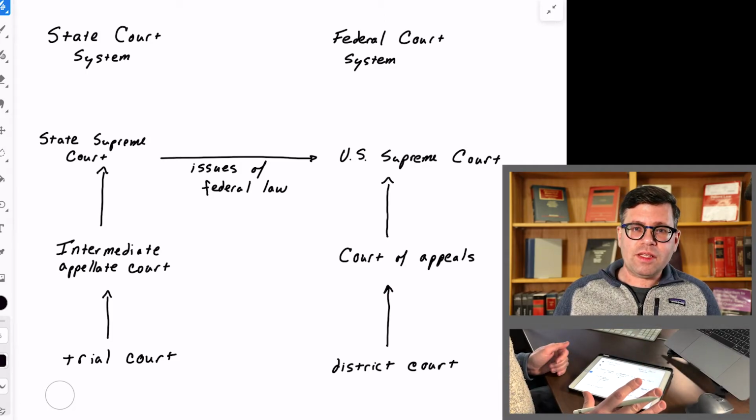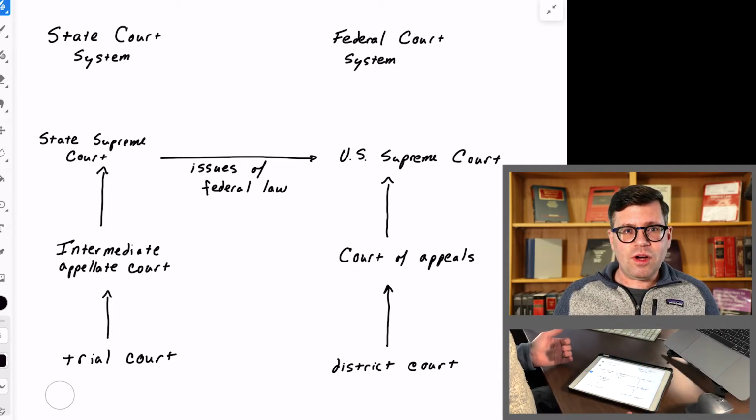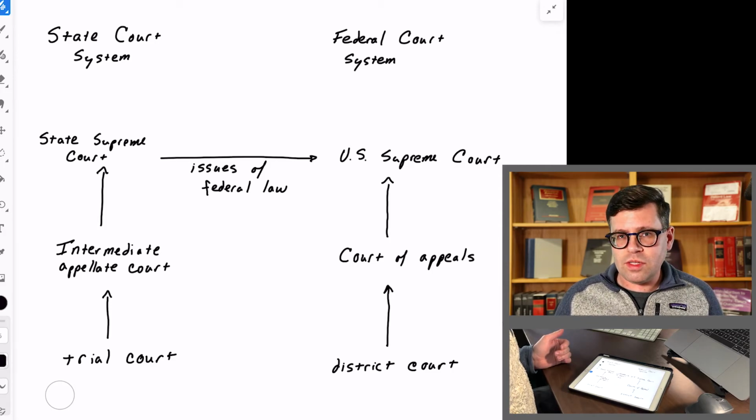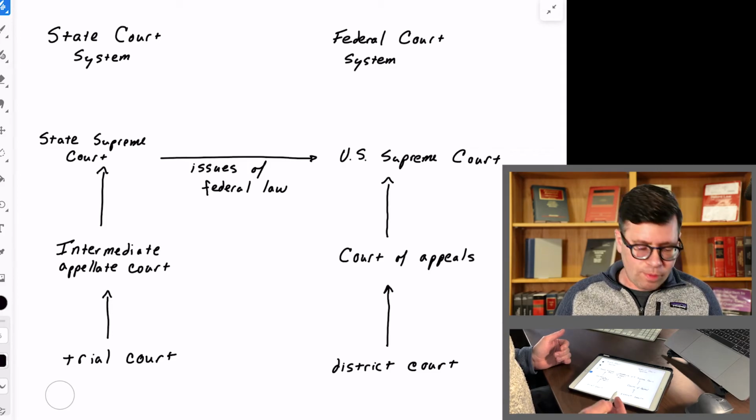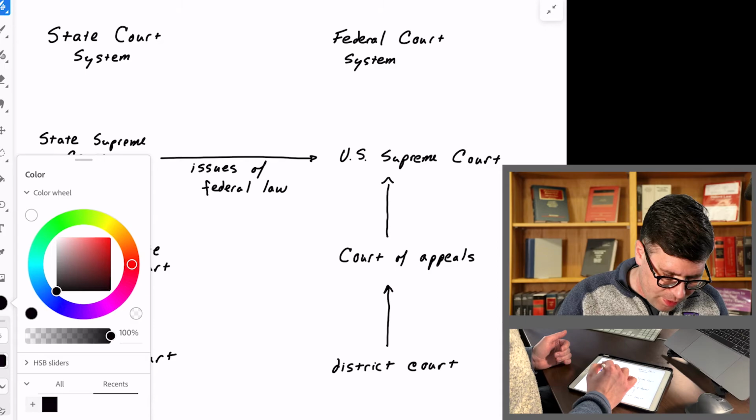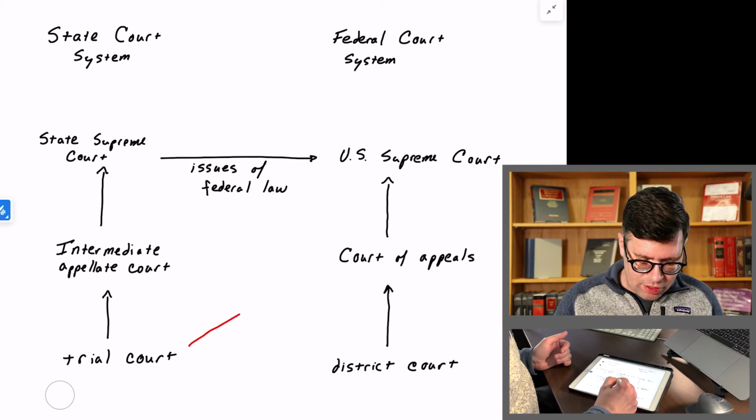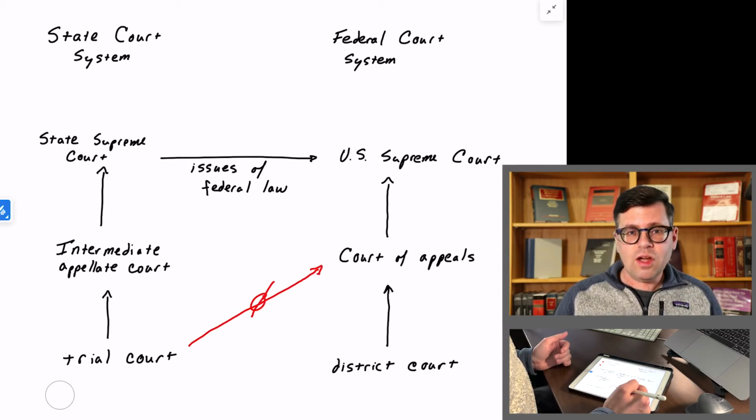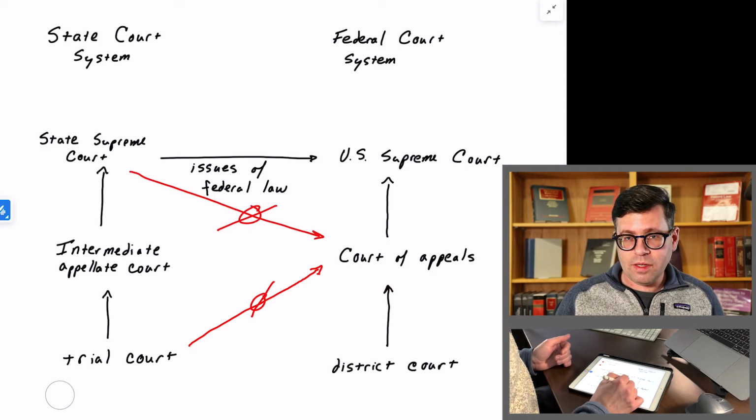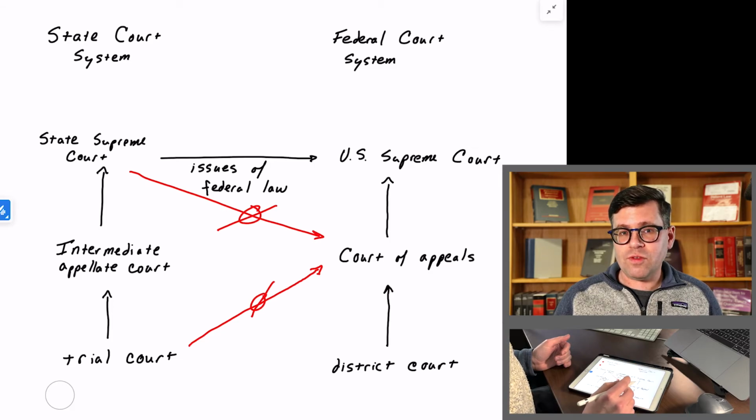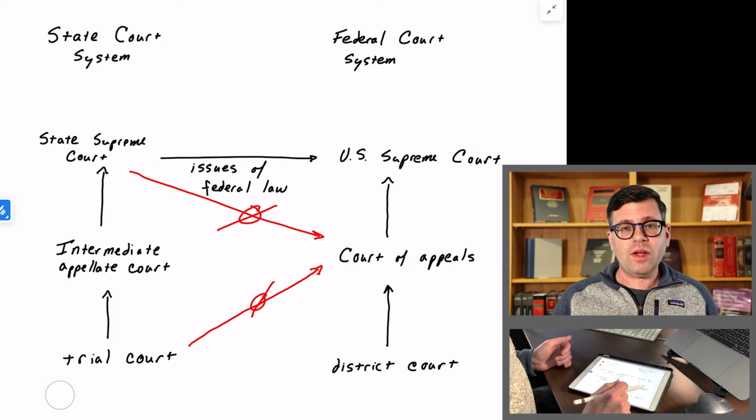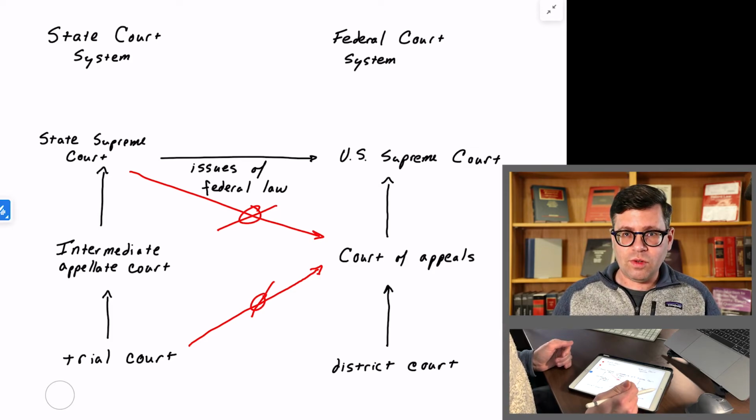What's not possible in this case is to have review of state court decisions by federal courts other than the Supreme Court, or to have decisions of the federal courts reviewable by the state courts. So for example, it's not possible to seek review of the state trial court decisions in the U.S. Courts of Appeal, nor is it possible to seek review of the state Supreme Court decisions in the federal courts of appeal. The only point at which you have review of state courts in a single case is by the United States Supreme Court, and once again, only on issues of federal law.